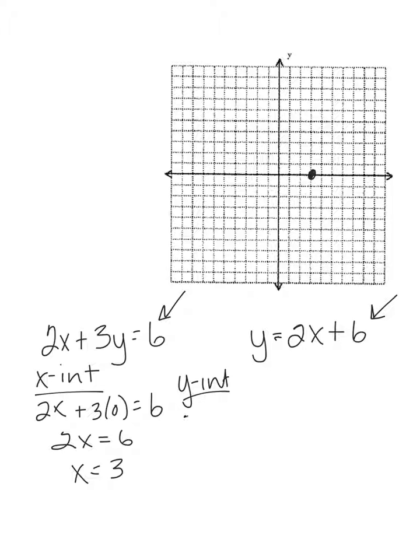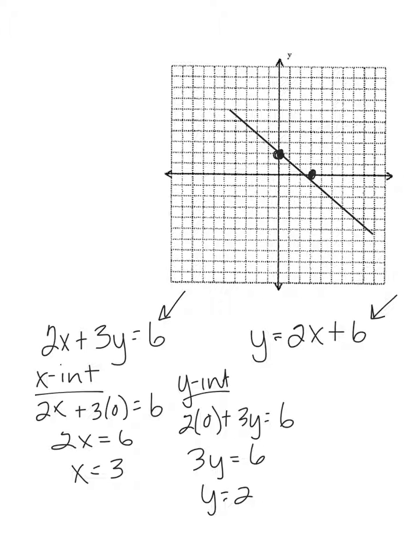Your y-intercept, you plug 0 in for x. So you get 2 times 0 plus 3y equals 6. So 3y equals 6. Y will equal 2. So you go up your y-axis 2. Place your dot. Then what you do is you play connect the dots and draw your line to connect. And always cap your line with arrows. So that is how to take standard form and create a line on a graph.